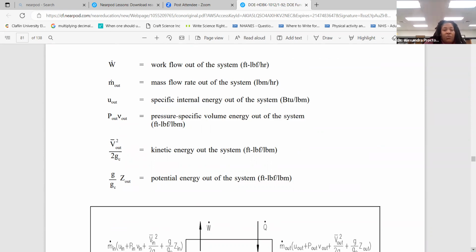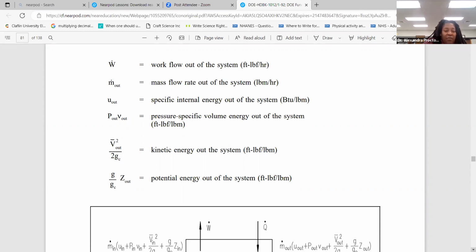W is equal to the work flow out of the system, which is in foot pound force per hour. m_out is the mass flow rate out of the system, which is in pound mass per hour. Rates again. u_out is the specific internal energy out of the system. That's in BTU per pound mass. P_out v_out is the pressure-specific volume energy out of the system. That's in foot pound force per pound mass.